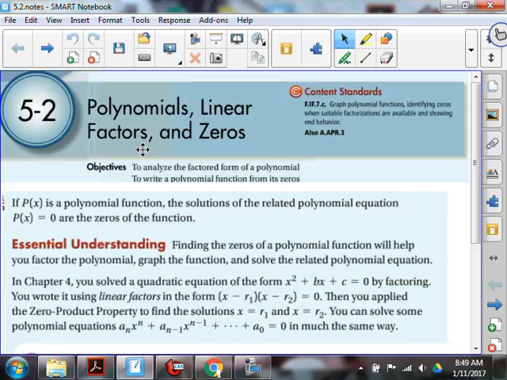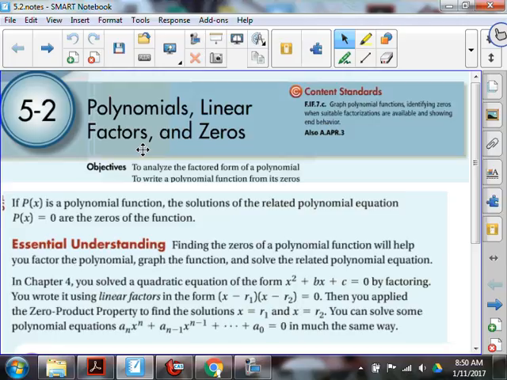So Chapter 5, Section 2, Polynomials, Linear Factors, and Zeros. It sounds kind of like the Wizard of Oz, lions and tigers and bears, oh my. I told the first period group that this lesson, half of it's easy, half of it's not.